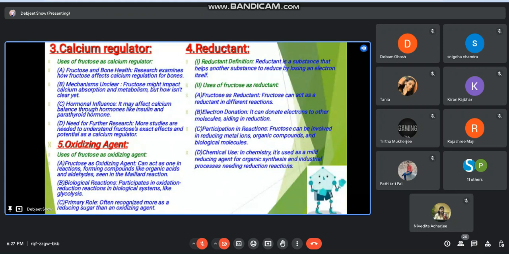Next, reductant. What is reductant? Reductant is a substance that helps another substance to reduce by losing an electron itself. What are the uses of fructose as reductant? Fructose can act as a reductant in different reactions.